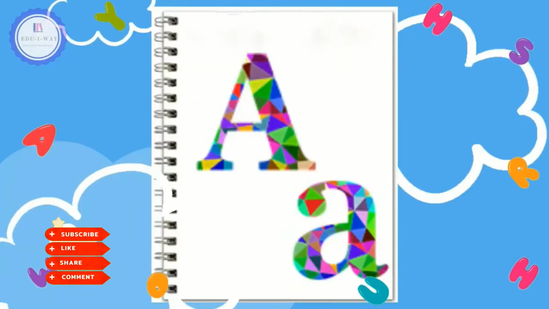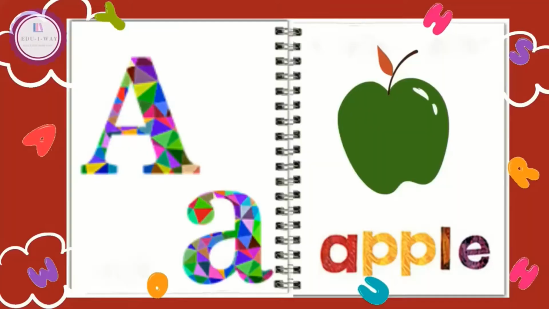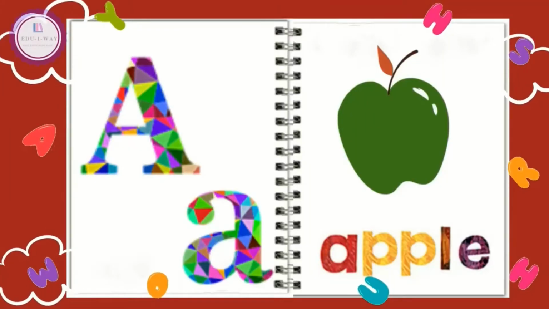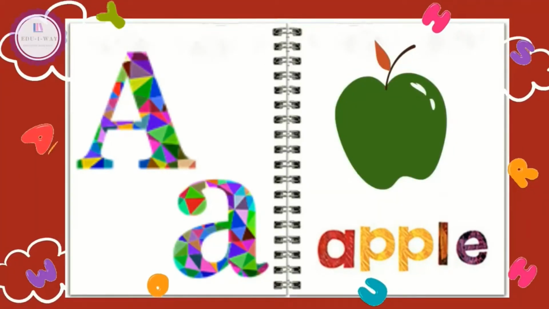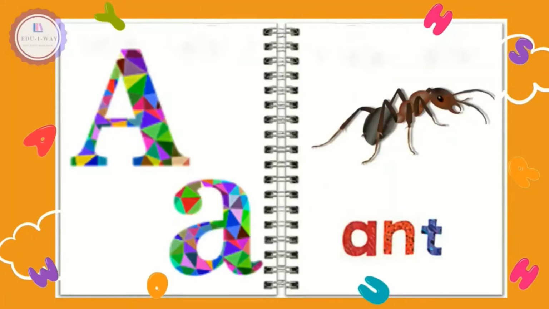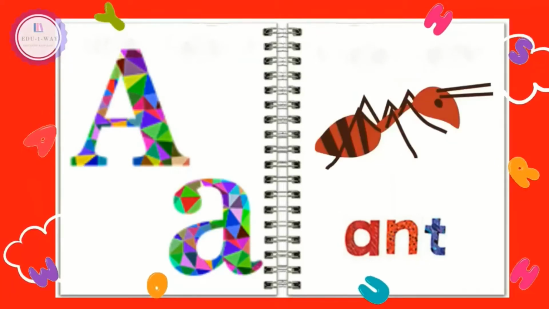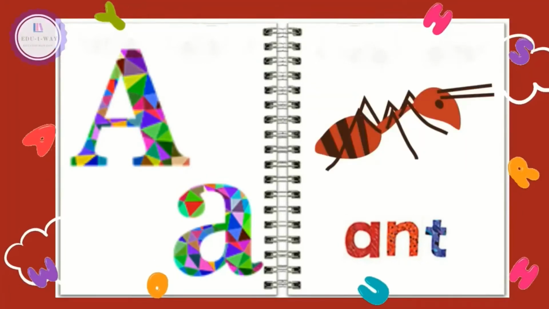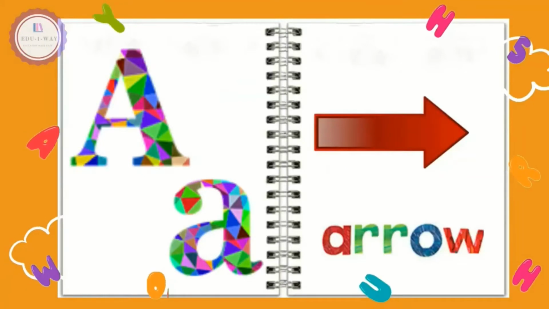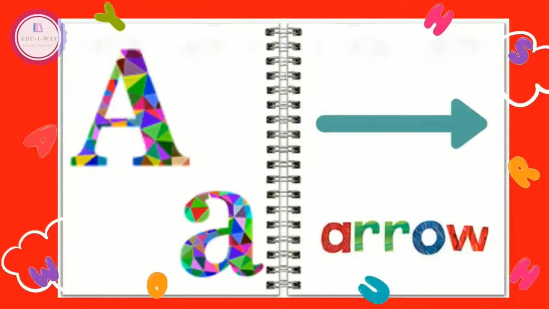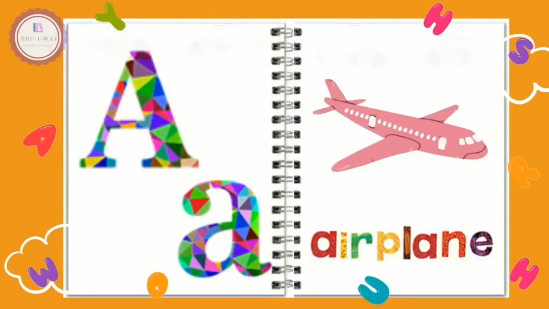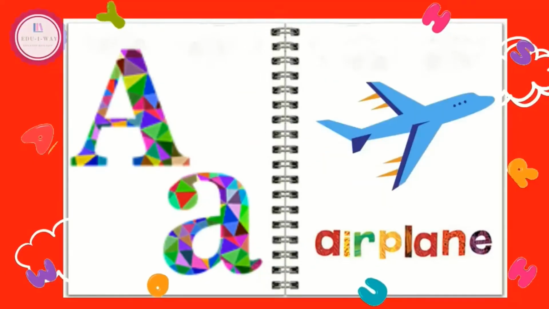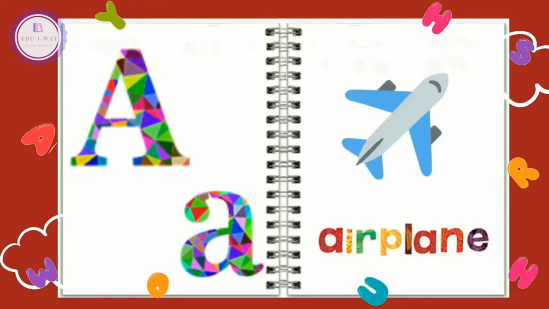Letter A. A for apple. Apple, apple, apple. A for ant. Ant, ant, ant. A for arrow. Arrow, arrow, arrow. A for airplane. Airplane, airplane, airplane.